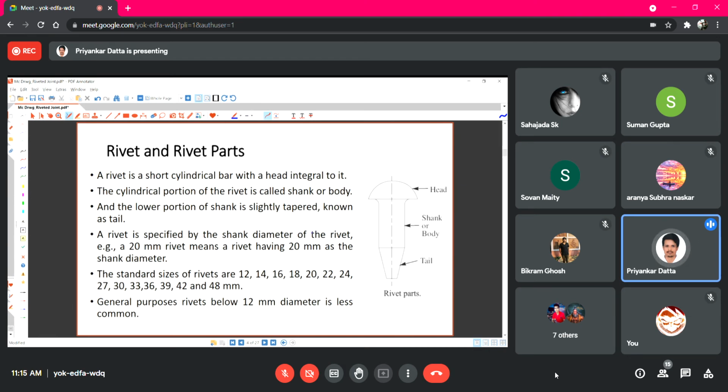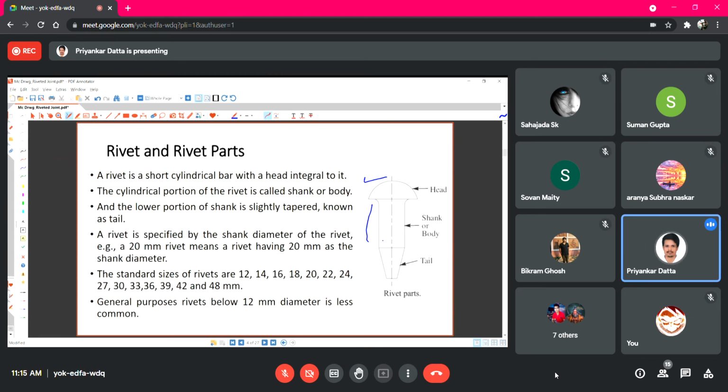Right now, as I mentioned, for riveted joints, rivets are an extremely essential component, and this rivet mainly consists of three parts. This circular top part is the head. This one is the body or shank, and the lower part is the tail, which is somewhat tapered in shape.